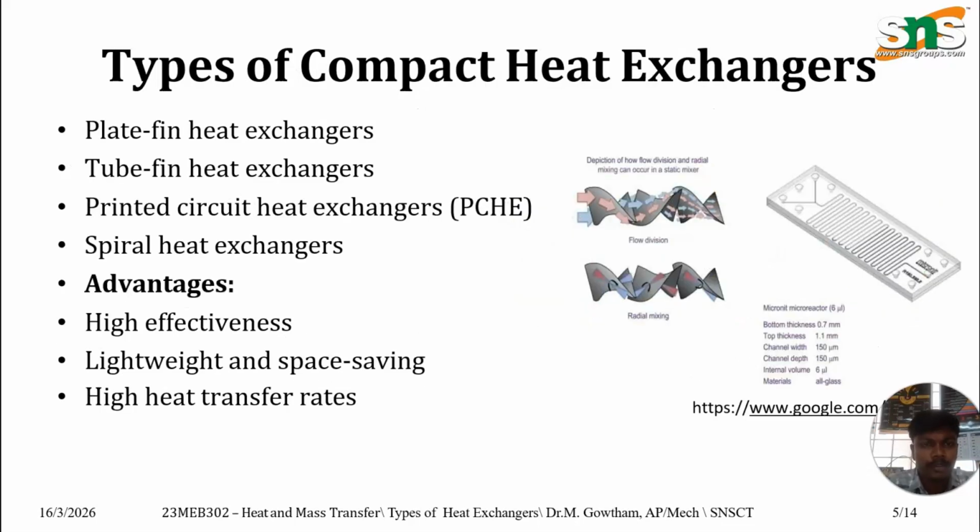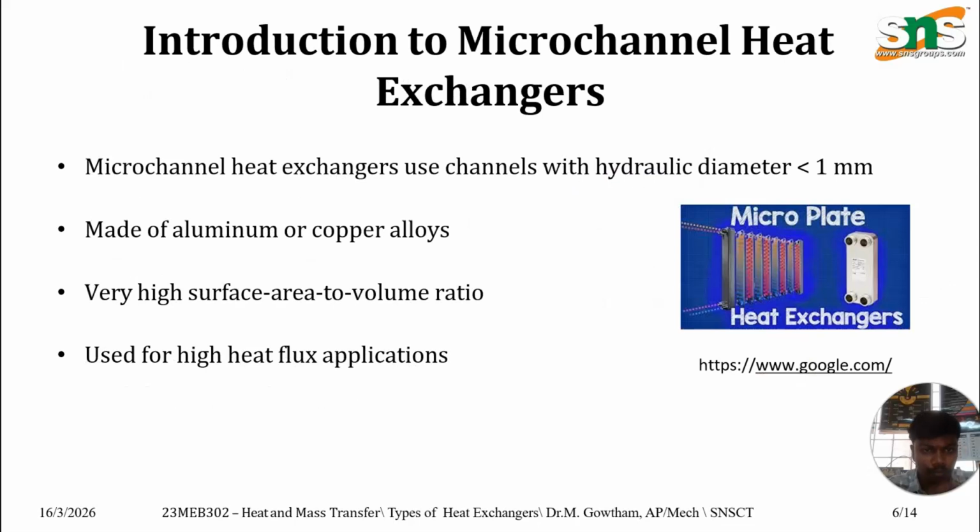Then followed by some types we discussed in the last class: the first one is plate fin heat exchangers, the second one is tube fin heat exchangers, then printed circuit heat exchangers, which is PCHE, then spiral heat exchangers. These types have some advantages to achieve the outcome: high effectiveness and efficiency, light weight, so we can move them from one place to another easily, and space saving, since they need minimal space. Likewise, the heat transfer rate is quick.